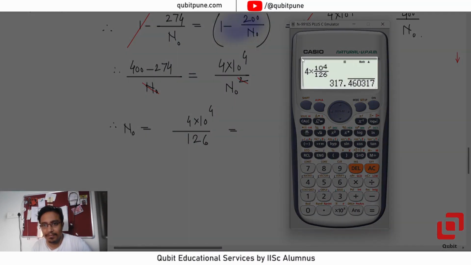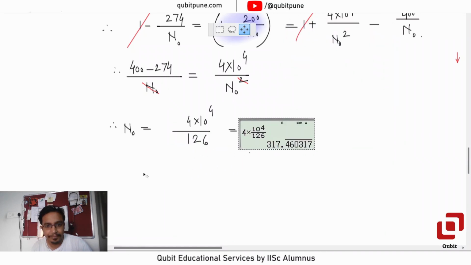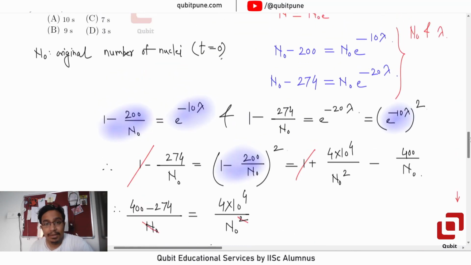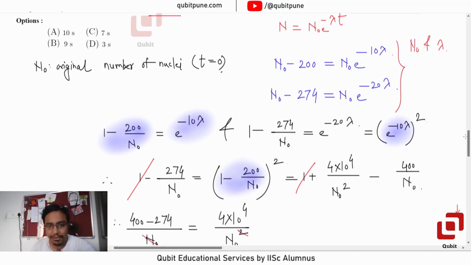317.46. Okay. Now let us substitute it in any of our equations. Where should we substitute it? Let us substitute it in this equation.